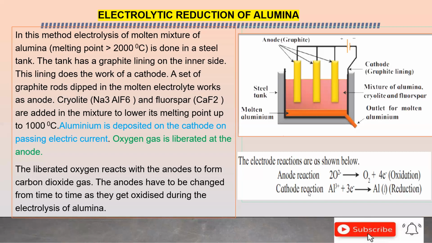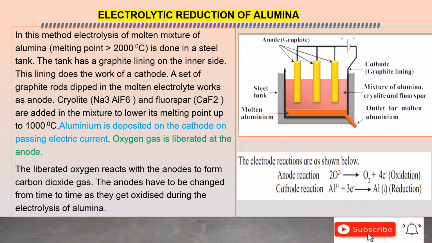And at the cathode we know reduction takes place. Reduction means gain of electrons. So at the cathode, aluminium will gain 3 electrons. Al3+ plus 3 electrons, we will get Al. This is the electrode reaction taking place in the electrolytic reduction of alumina. This can also come for a 2-mark question, electrode reaction. And this is also important.